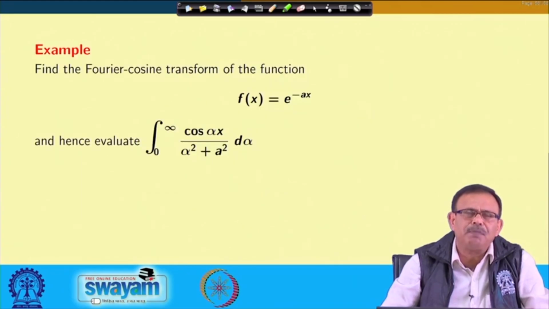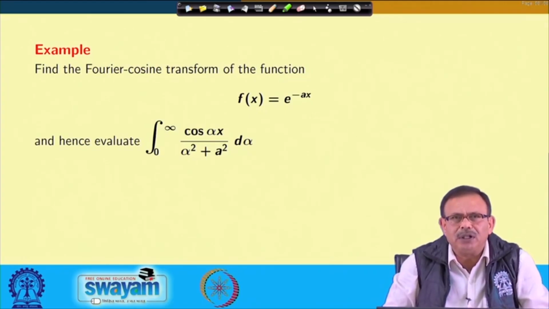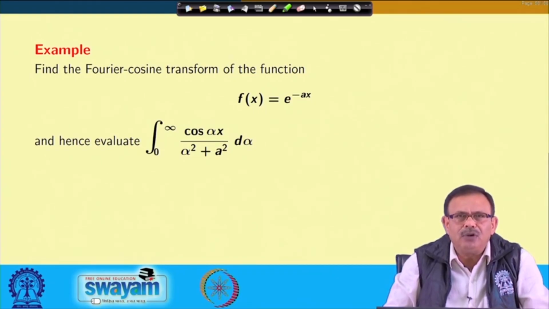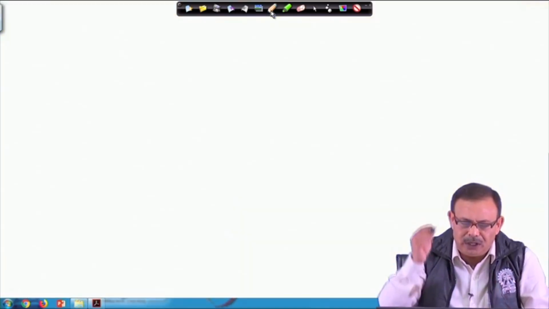Now, let us take the same problem. Basically, I have taken the same function e power minus a x, but now we want to find the Fourier cosine transform of this function, and from here we want to evaluate the value of the integral 0 to infinity cos of alpha x by alpha square plus a square d alpha. Let us see this one.